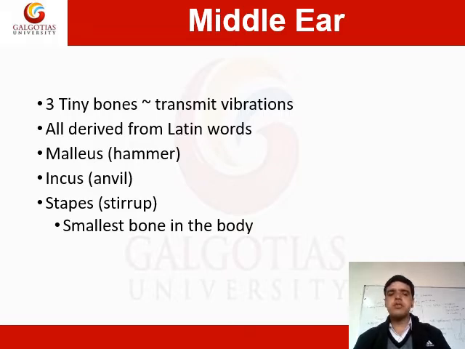All are derived from Latin words. Basically the three bones are malleus, which is in the shape of a hammer, incus, which is in the shape of an anvil, and stapes, which is the stirrup. The stapes is the smallest bone in the body.